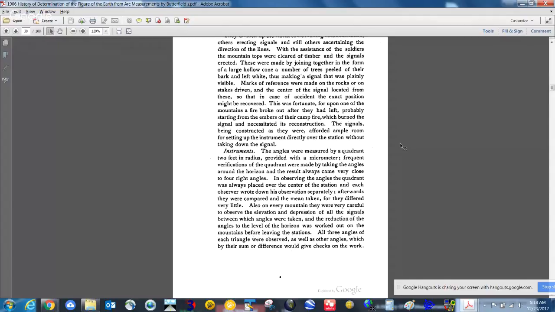They differed very little. Also, on every mountain, they were very careful to observe the elevation and depression of all the signals between which angles were taken. And the reduction of the angles to the level of the horizon was worked out on the mountains before leaving the stations. Mind you, this is without calculators.